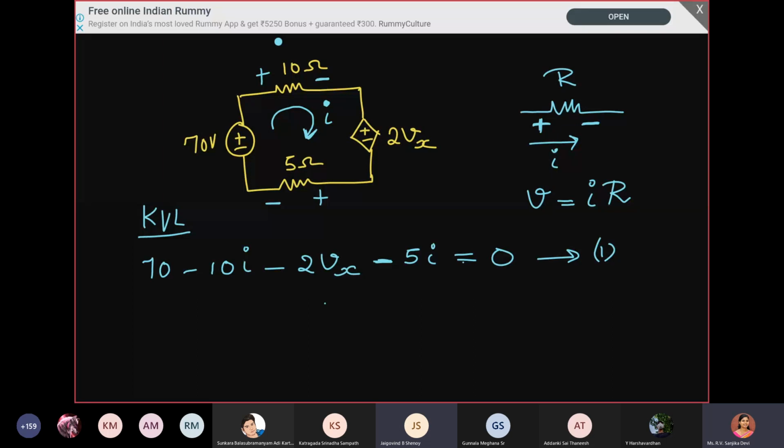Ma'am, if we write the KVL equation the other way, then it will be plus 5i. If you are writing it the other way, wherever I have plus you will have minus, and vice versa.